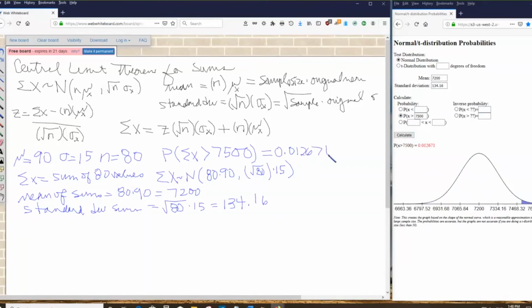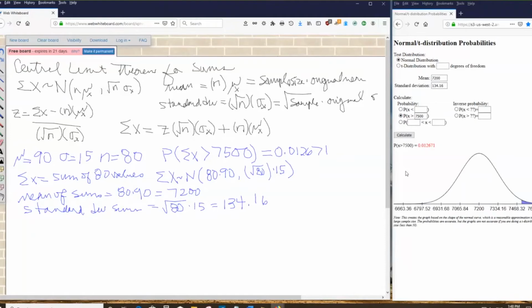which gives me an answer of 0.012671. So that's about a 1.3% probability that x is going to be greater than 7,500. And we can see that on the graph, that's just a very small amount showing on the graph. Okay, any questions so far?